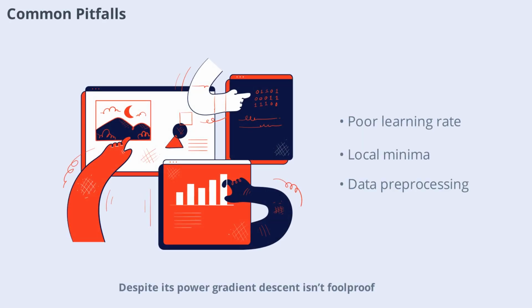Despite its power, gradient descent isn't foolproof. Common pitfalls include choosing a poor learning rate, getting stuck in local minima, or failing to preprocess data properly. Being aware of these challenges and knowing how to address them is key to successful optimization.